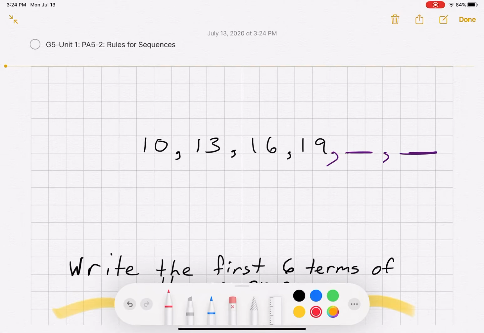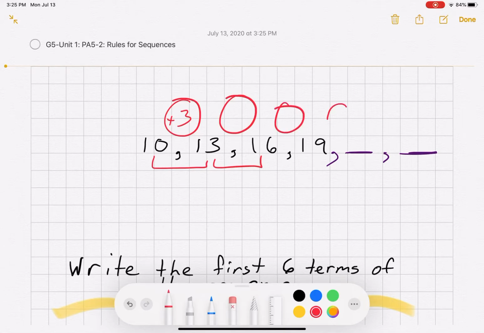Okay, so if I'm looking at 10 and 13, what is the difference between 10 and 13? So if we were going to count up from 10, 11, 12, 13. So it is 3, and we are getting bigger. So it is addition. Okay, so I know it is addition because I'm getting bigger all the way across.